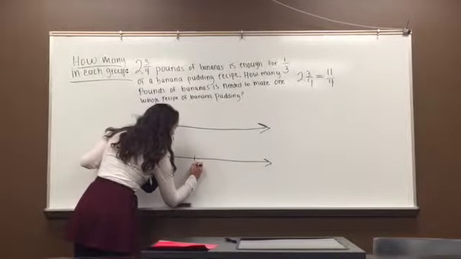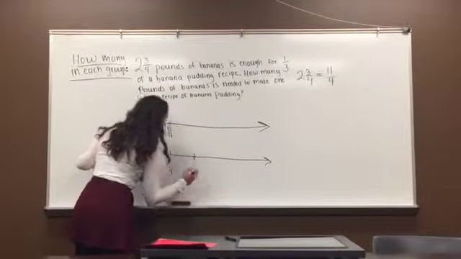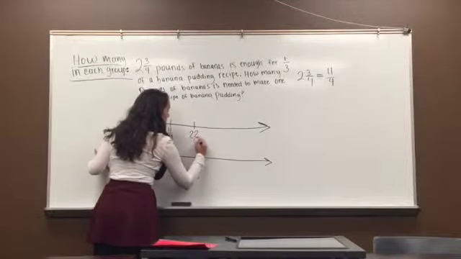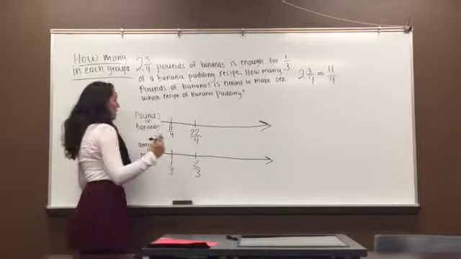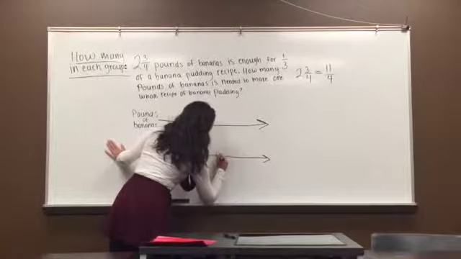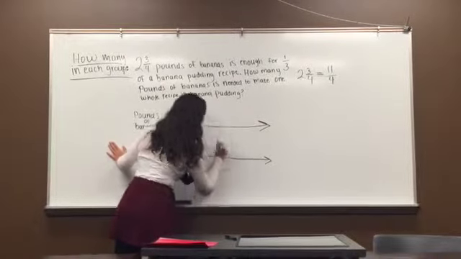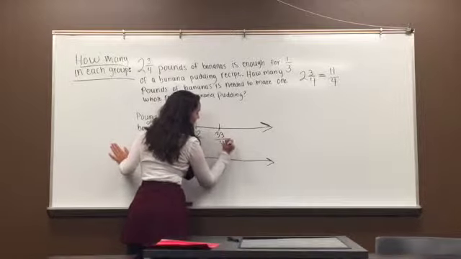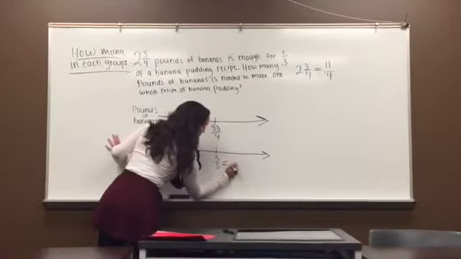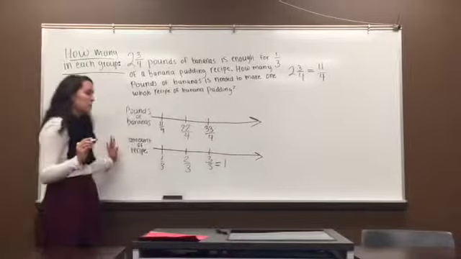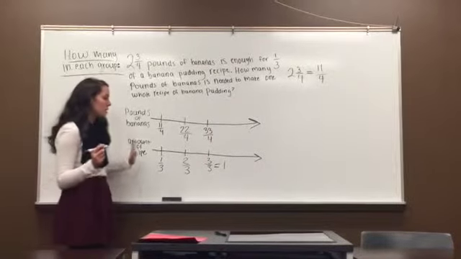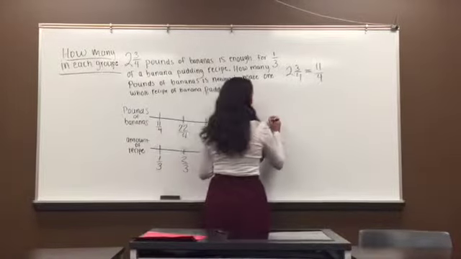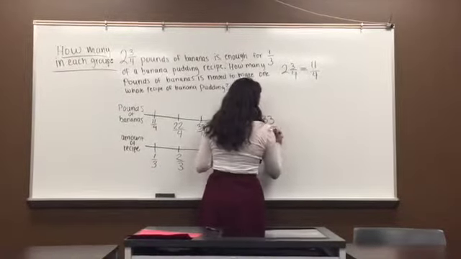So we're going to do 2/3, which is the same as 22. We need 22/4 pounds of bananas for 2/3. And then we're going to do 3/3, which is going to be 33/4 pounds of bananas. And 3/3 is equal to one whole recipe. So we can see that one whole recipe is going to require 33/4 pounds of bananas.